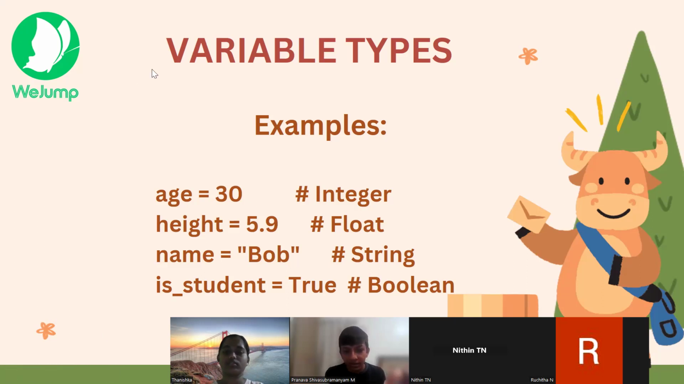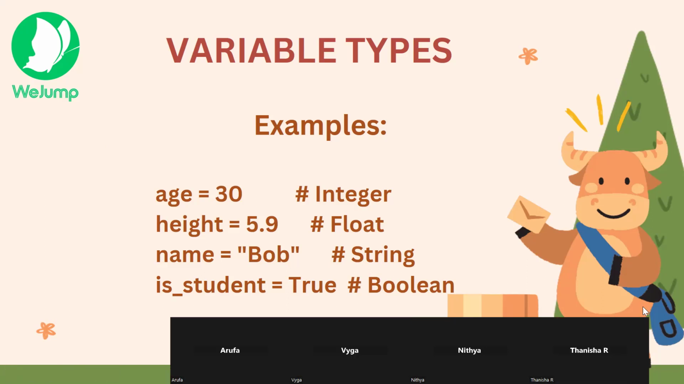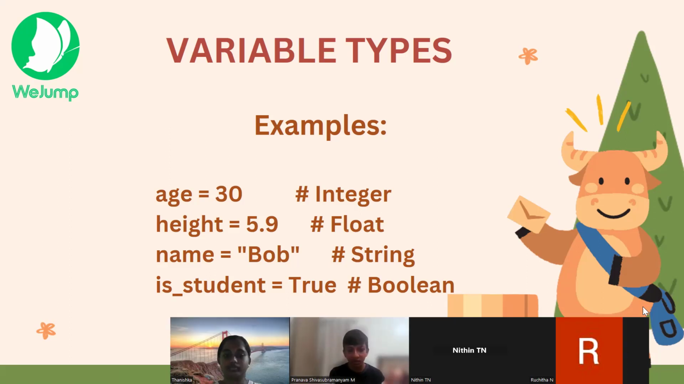Then Nitya can answer. Nitya, are you there? Okay, can any others answer? What type of variable can you assign a value like VJump? String. Yeah, correct. Can you go to the next slide?